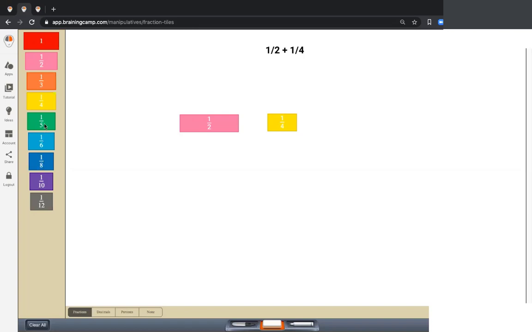So let me look at my 1/5. Could I rename 1/2 in terms of fifths? I could not. Let me look at thirds. Could I rename 1/2 in terms of thirds? I could not. What about sixths? Could I rename 1/2 in terms of sixths?